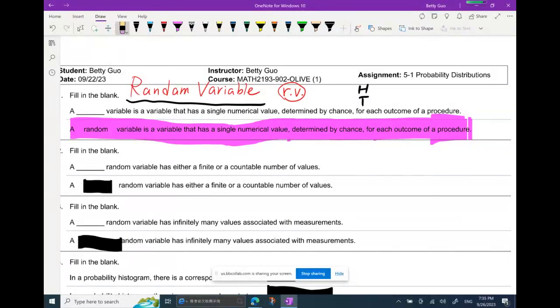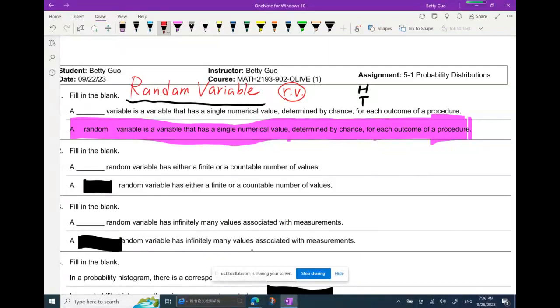The outcomes of a procedure sometimes are numerical. For example, rolling a die, the outcomes are numerical, right? 1, 2, 3, 4, 5, 6. But most of the time, they are not numerical. Tossing a coin, the 2 outcomes, head and tail, are not numerical. But we really want to make them numerical, then we can use other mathematical tools to study them. And that's when we need a random variable.